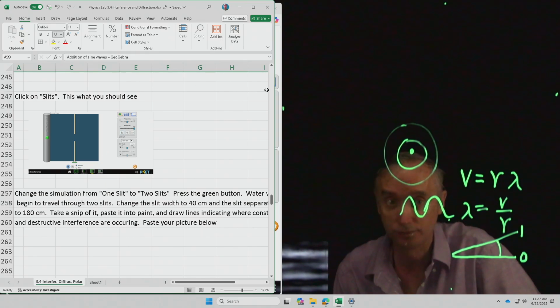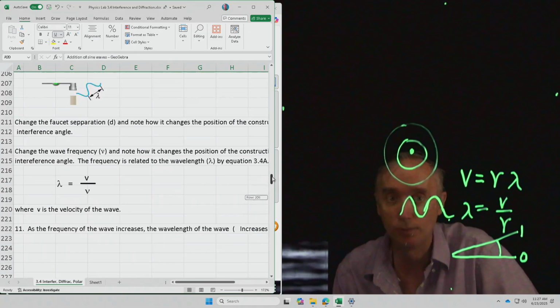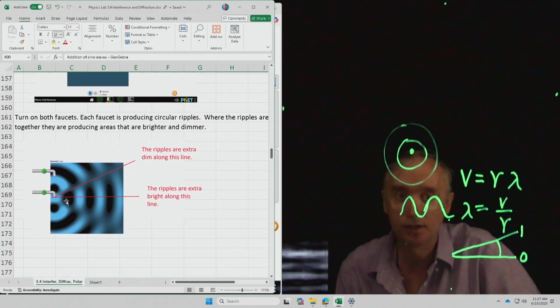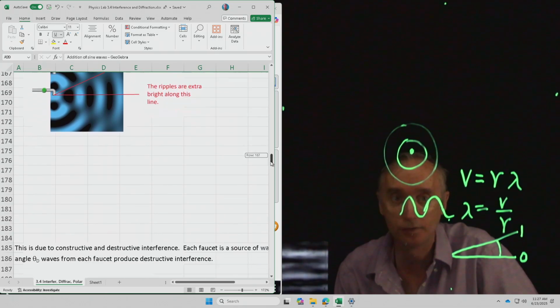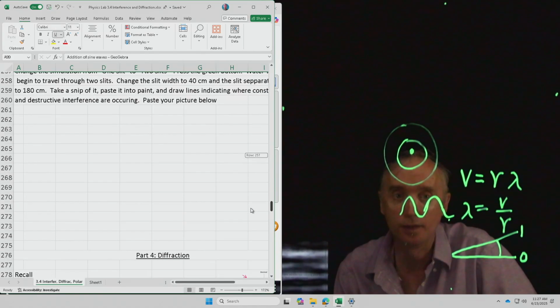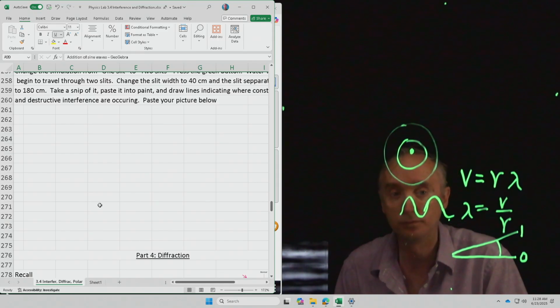So I got finished talking to you about what that's going to look like. So go back up to here, and it's going to look something like this, but you're going to be putting in your own lines to indicate where constructive and destructive interference are occurring. And then you're going to take that picture and put it down here. So, one more part left to do, part 4 on diffraction, and we're going to do that in just a moment.